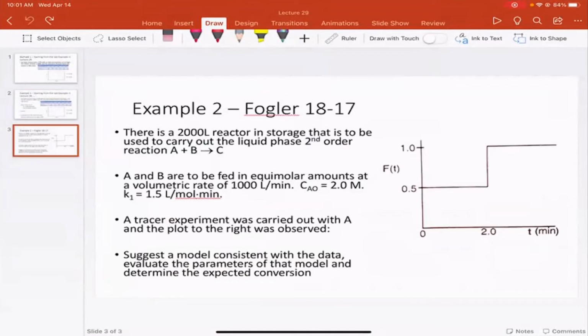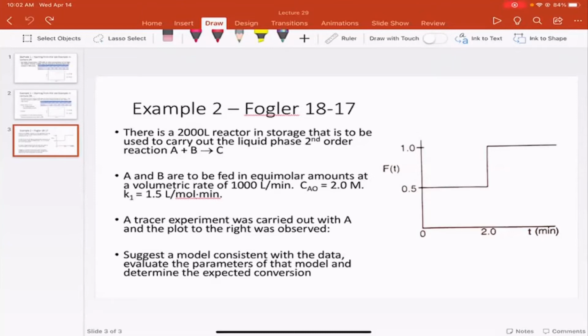A and B are to be fed in equimolar amounts at a volumetric flow rate of 1,000 liters per minute. C_A0 is 2 molar. k1 is equal to 1.5 liters per mole minute. And a tracer experiment was carried out with A, and the plot to the right was observed. So the first thing that we need to do is to come up with a model that would describe the data, and we'll come up with a 2-parameter model again. And then we'll do some math and we'll solve for the final conversion.